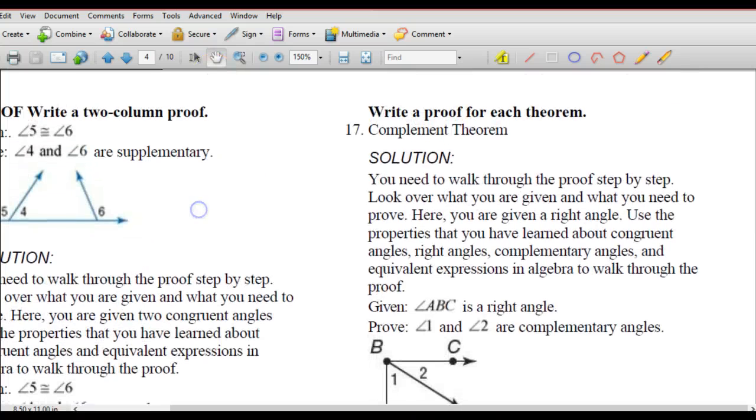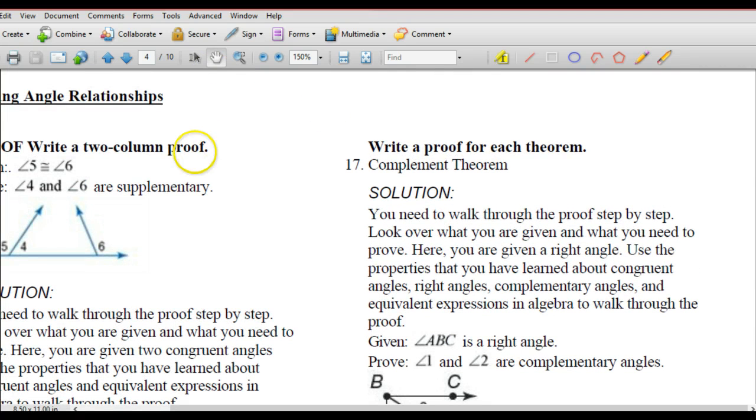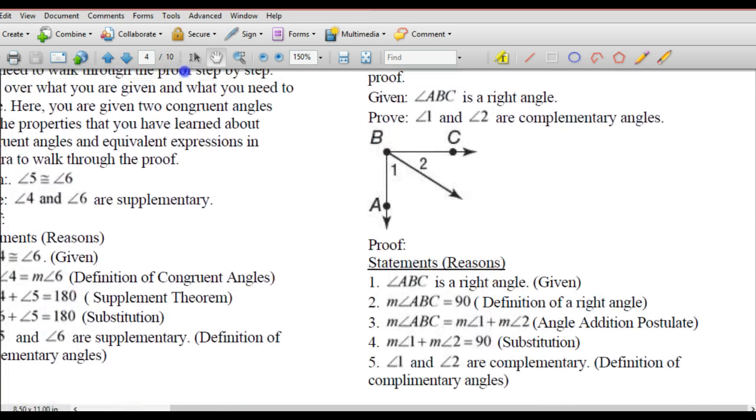So on the next problem, number 17, we want to write a proof for each theorem. We want to write a proof for the complement theorem. The complement theorem states that if two adjacent angles form a right angle, then they will be complementary. So we want to make a diagram similar to what we would see on the page in our book where the complement theorem is found. And then we want to state our information. So we are given that angle ABC is a right angle. We want to prove that these two angles that form angle ABC are complementary.